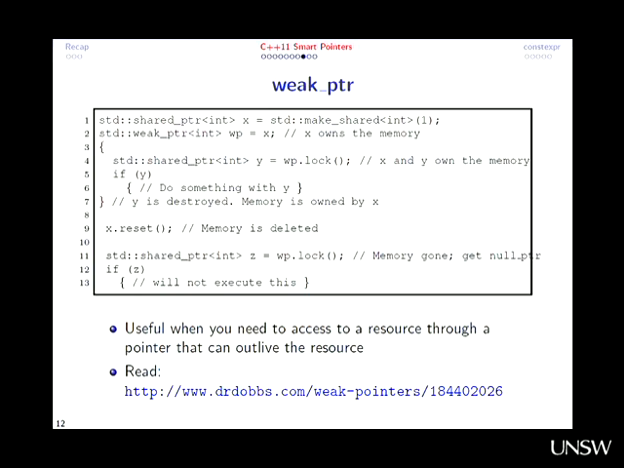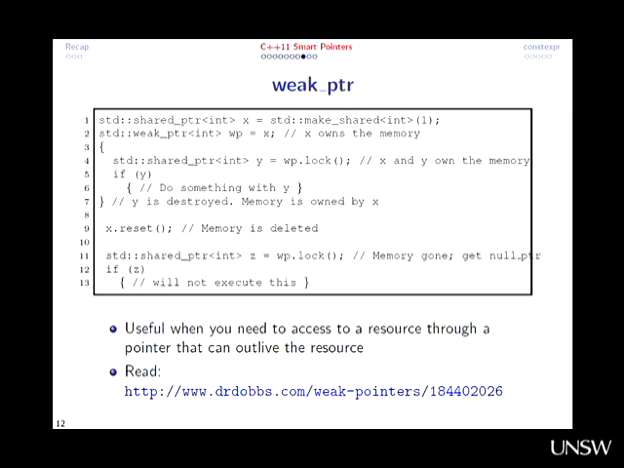Weak pointers are inherently related to shared pointers. You have something like this: a shared pointer called x, which is an int object. You then create a weak pointer by copying that shared pointer. But this weak pointer does not own the object in the same way that a shared pointer owns the object. So the weak pointer, you could think of being able to be pointed to the same object, but doesn't own it.